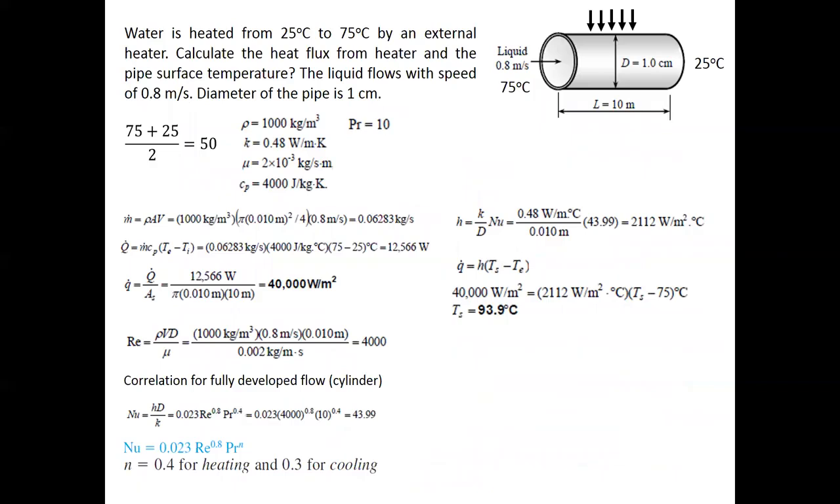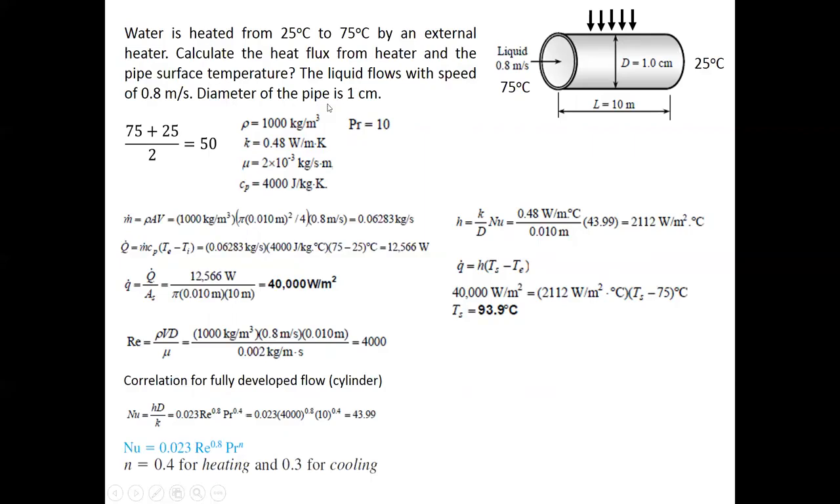Alright, so this is another example. So we heat from 25 to 75. Oh, sorry, this 25 should be here, 75 should be there. Heated from 25 to 75, and have an average temperature of 50. Therefore, we find all the related parameters at 50 degrees C. So in this case, all the parameters are given. Okay, this is one step, to find all the related parameters.